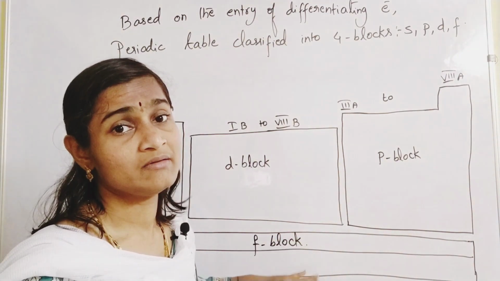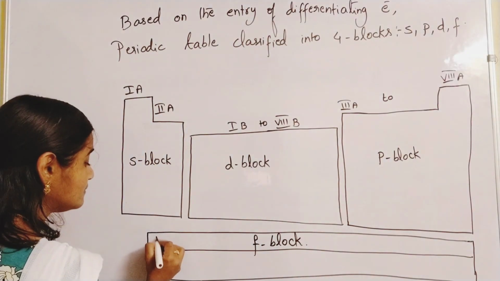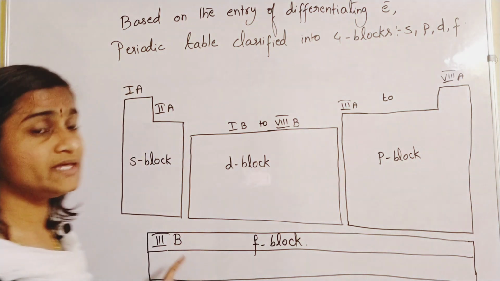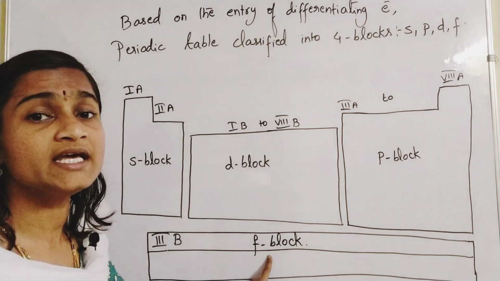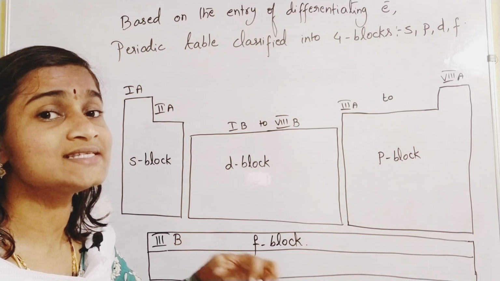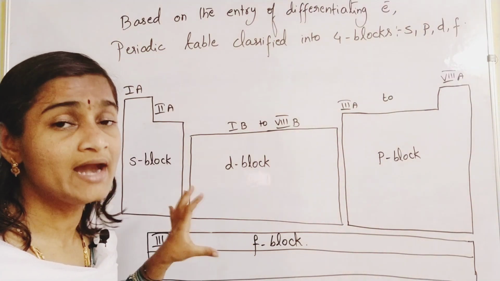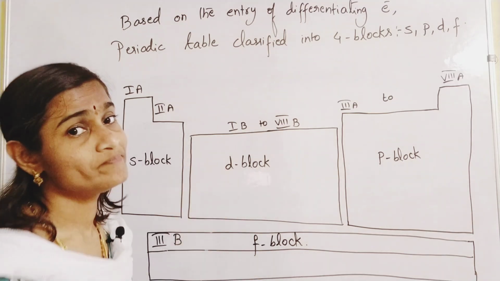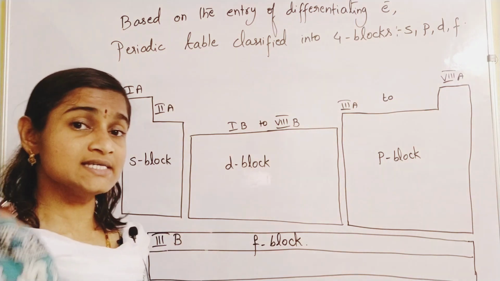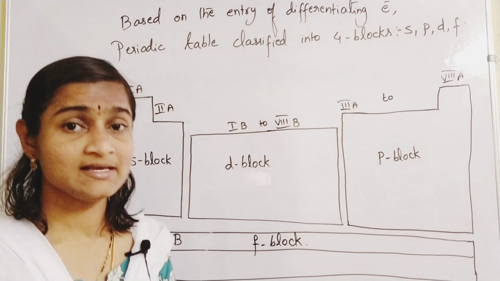And that third B group elements, please remember carefully, from third B group elements onwards, the differentiating electron starts to enter into the F subshell, and that's why they are kept separately in another block, and that you call F block. So like that you have 4 blocks, and now we are going to discuss in brief about these SPDF block-wise elements.